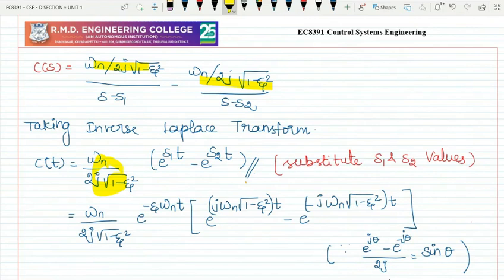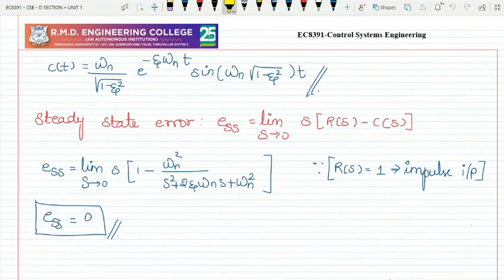Now substitute the s1 and s2 values as usual. The same procedure you followed for overdamped, you have to follow here: e power minus epsilon omega nt, then two terms. But here the formula is a little bit different. Previously, I discussed e power theta minus e power minus theta by 2 as sinh theta, but here we are taking the j term. So if we are using the j term, it will be simply sine theta. It is not a hyperbolic function. So that's all. You substitute those answers here and you get that answer.